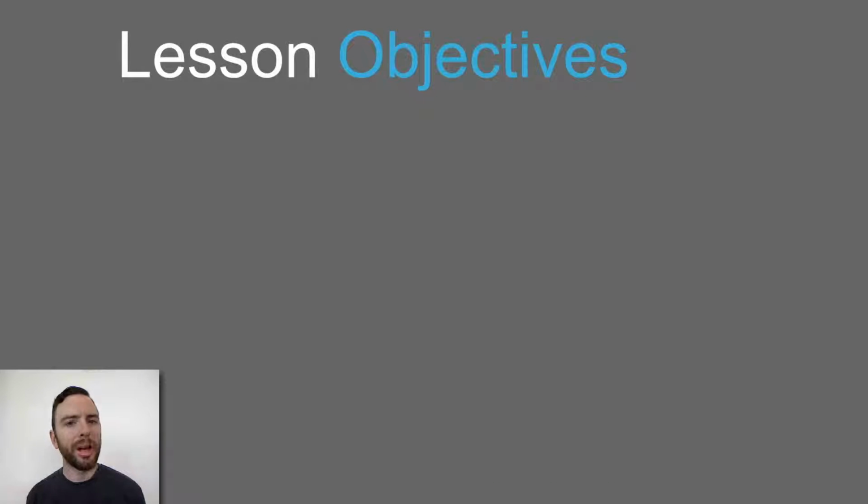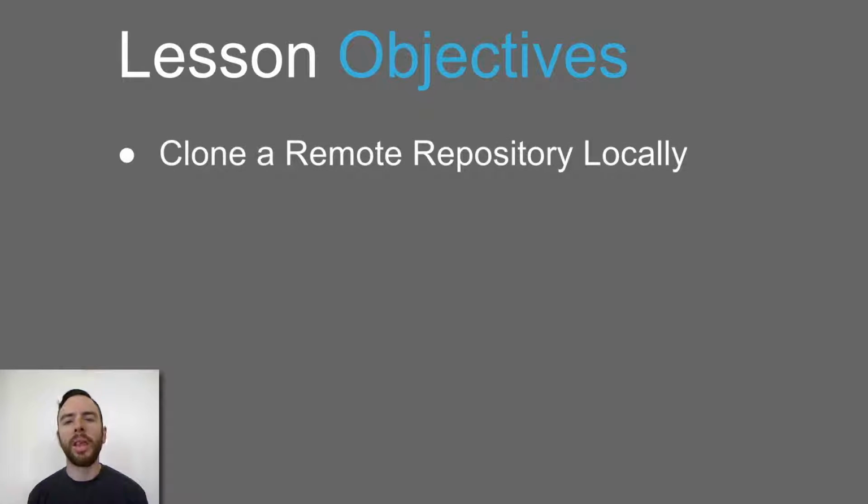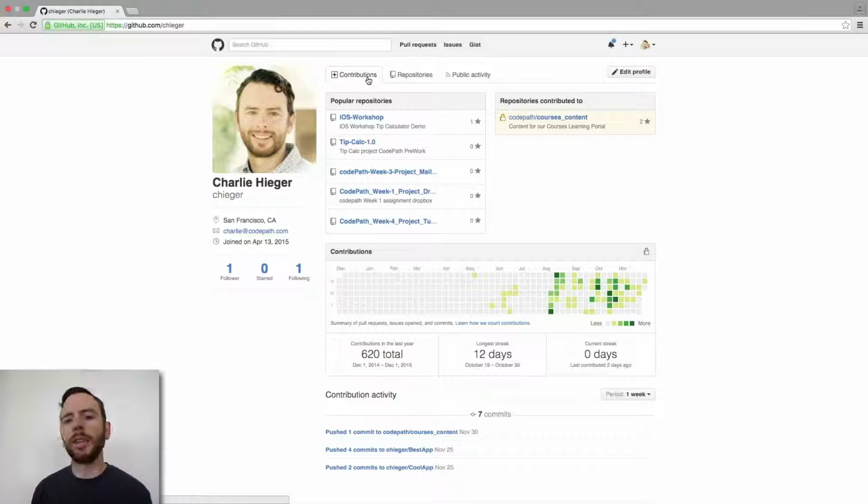In order to collaborate on a project that a team member has made and uploaded to a remote repository, we'll need to clone that remote repository locally. In order to do that, we'll need to navigate to the location of that repository on GitHub.